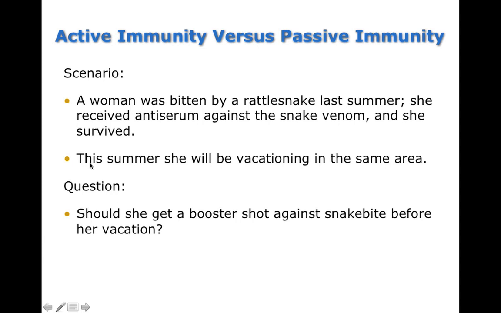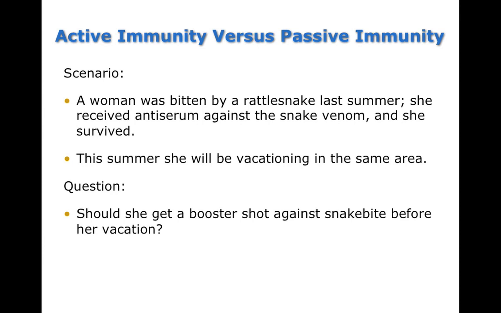Then the book says that this summer she'll be vacationing in the same area. So the question is, should she get a booster shot against snakebite before her vacation? Would it be effective? Remember, the booster shot would only be effective so long as she had already developed some active immunity against that rattlesnake venom.